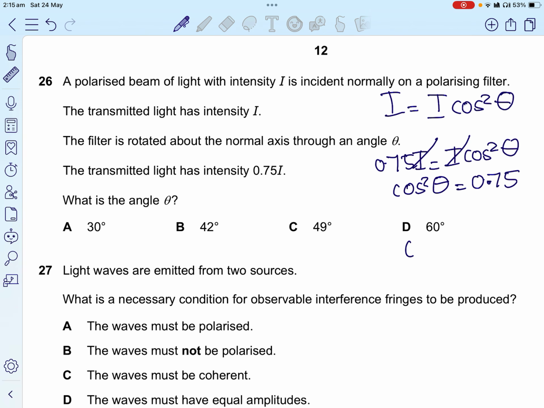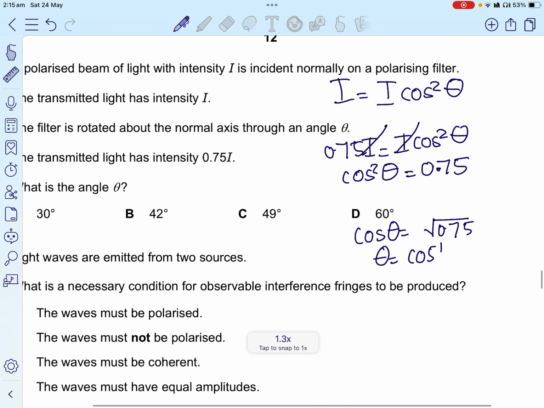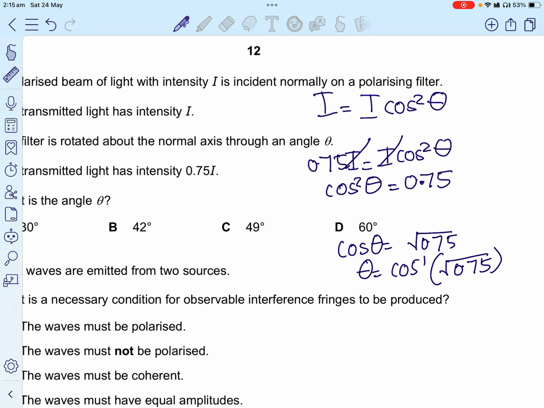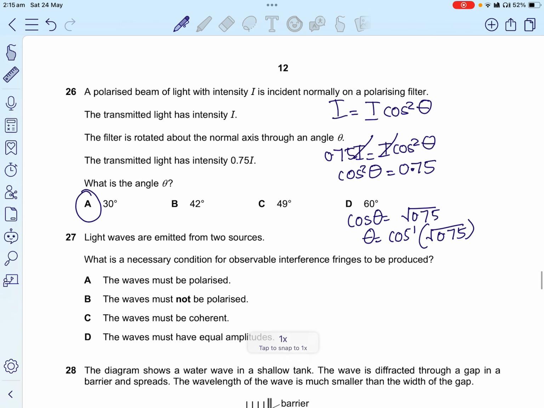Okay, so cos theta would be the root of 0.75, and theta would basically be cos inverse of the root of 0.75. What is that? That is 30 degrees. The formula is that the final intensity is the same as the original intensity multiplied by cos squared theta. So the final intensity 0.75 is equal to the original intensity times cos squared theta. Cancel out the I's. Cos squared theta is 0.75. So cos theta would be the root of 0.75. Therefore, you get 30 degrees.